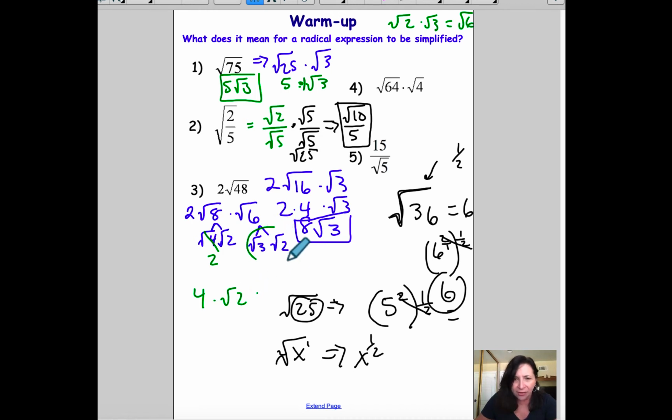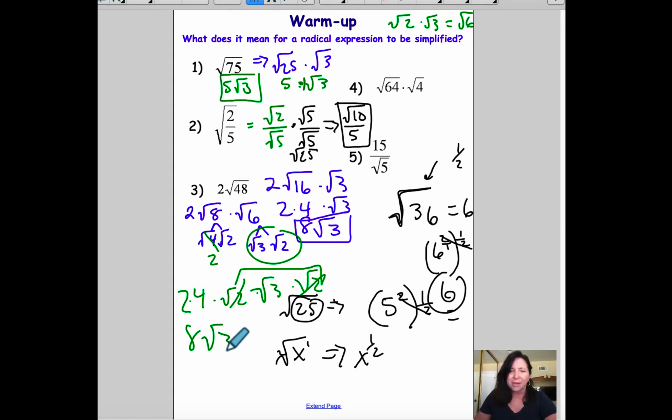We have times this stuff, which is root 3, times another root 2. Root 2 times root 2 is root 4. Those are going to go away. Square root of 4 is 2. So we have 8 root 3. There are definitely some options for solving 2 root 48, but use which one you feel most comfortable with.